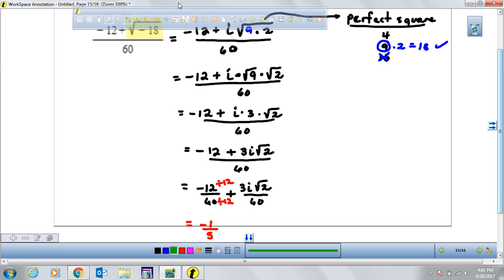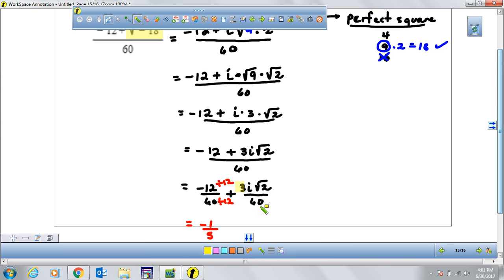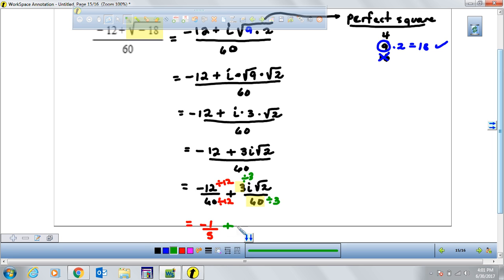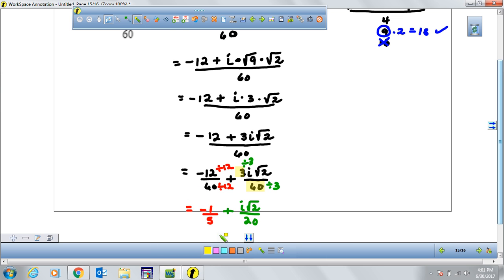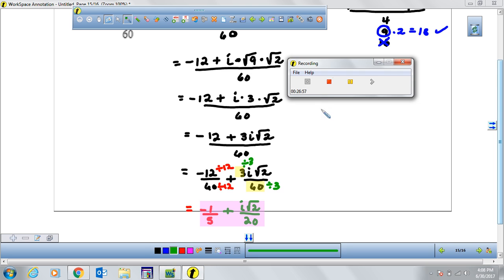And right here also, the 3 and the 60 can also be reduced. We can reduce the 3 and the 60 by 3. So that is going to give us a plus 1i, which is just i, square root of 2, over, and 60 divided by 3 is going to give us 20. So now my solution is in the form a plus bi. A plus b, and here's my i. And this problem concludes section 1.4, which is complex numbers.